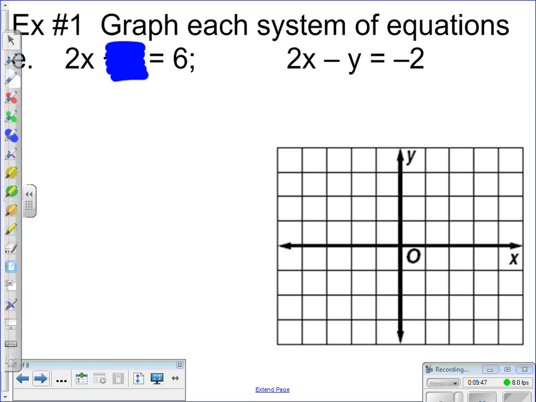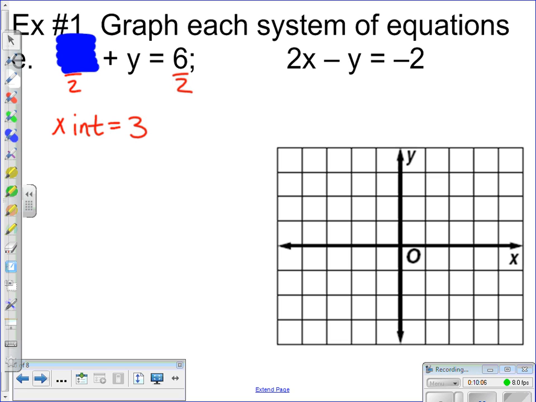Covering up the y first, I get 2x equals 6. So if I divide by 2, I will discover that the x-intercept equals 3. Now if I slide that over, cover up the x, I see that y equals 6. So the y-intercept equals 6.